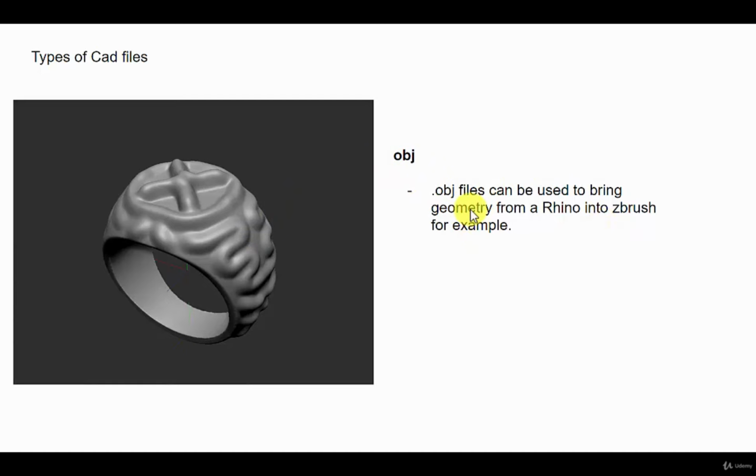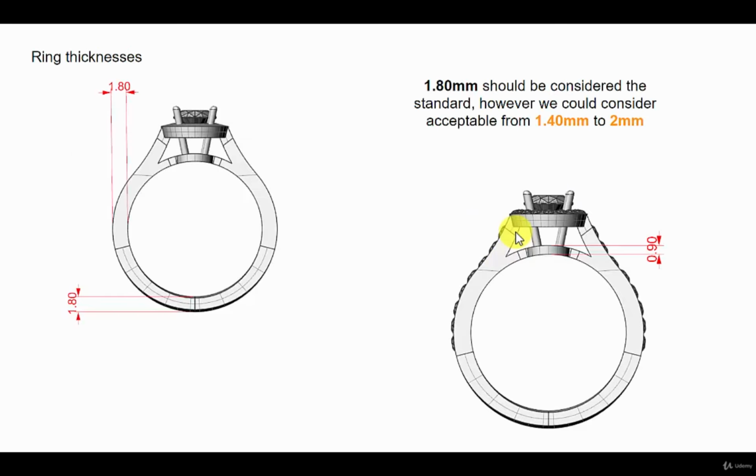And of course we could also use ZBrush to make geometry, and then we would save with the native ZBrush extension. Right, when it comes to modeling more in a traditional way in Rhino geometry, well, Rhino geometry or whatever software really, these are the thicknesses that I would usually work with.